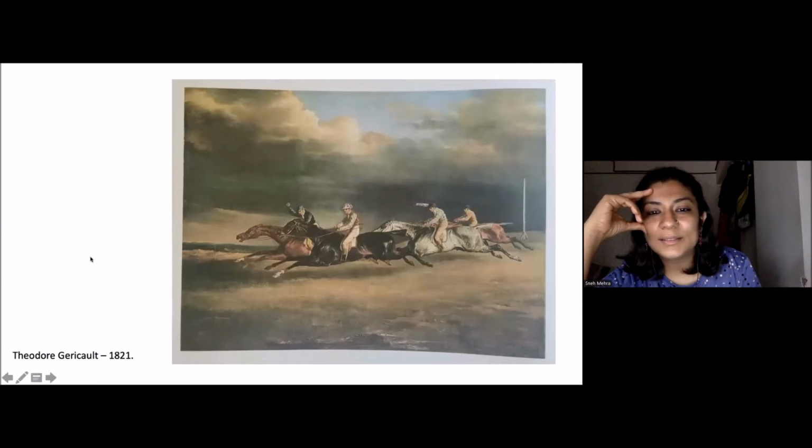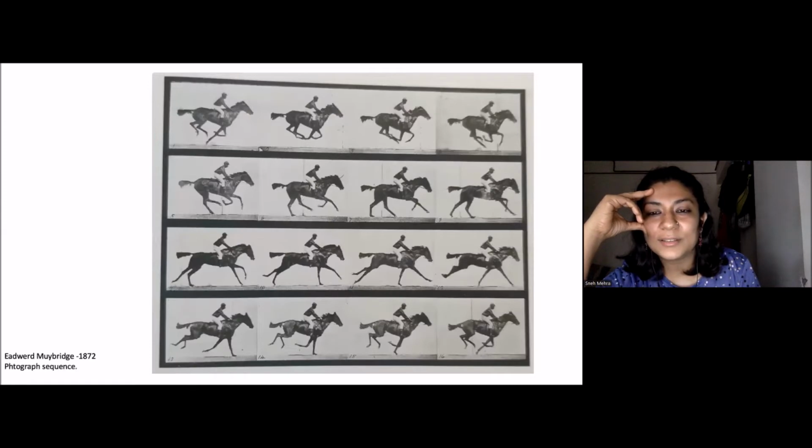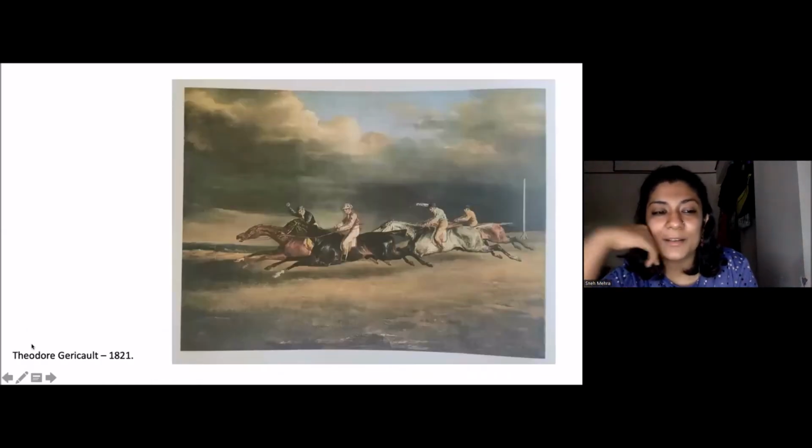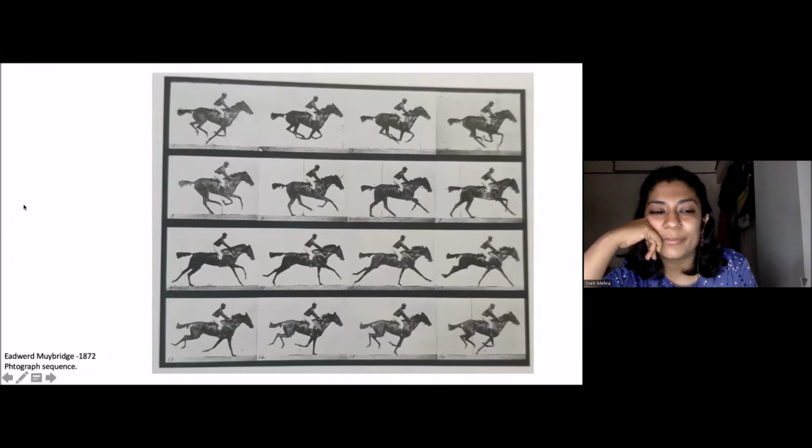Now this is the horses. This is Théodore Géricault, and just look at this, and just look at this. This is the time the camera was invented. What is the difference? What is the truth that has been revealed between this painting and this sequence of photographs?